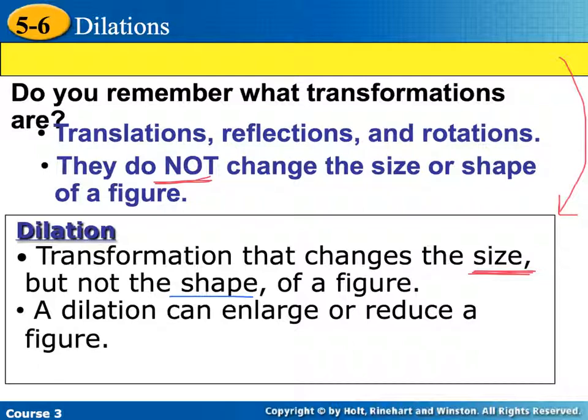If you think about dilating your eyes, if you've ever gone to the eye doctor and you've gotten your eyes dilated, your pupils, essentially, they get bigger, but it's not like your pupil goes from a circle to a square. Does that make sense? Your pupil stays a circle, it just becomes a bigger circle. All right? A dilation can enlarge or reduce a figure. And that's all going to depend on what your scale factor is.